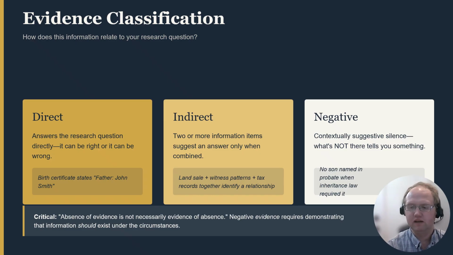Negative is where the evidence is contextually suggestive. Silence, the sound of the dog not barking, for those familiar with Sherlock Holmes. It's what's not there that tells you something. So, for example, if every single heir is required to be mentioned in a particular document and your person's not mentioned, and your person is alive at the time, and you don't believe there's any evidence of fraud, you could probably conclude that the person you're looking for didn't belong to that family. Particularly in places like Sweden, where it was legally required and there were laws preventing you from omitting people.